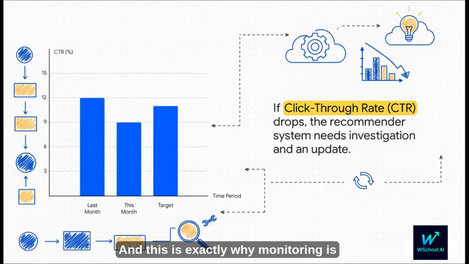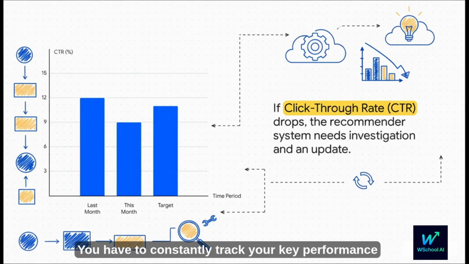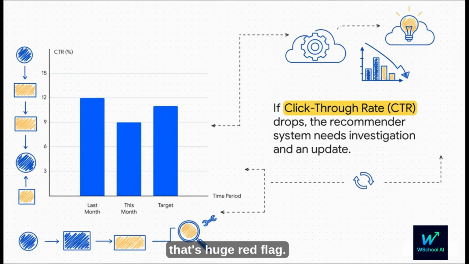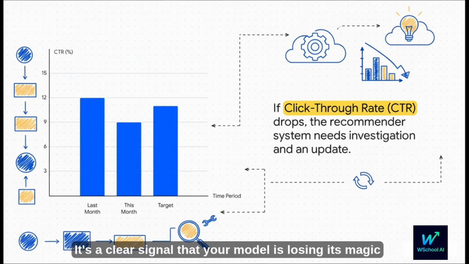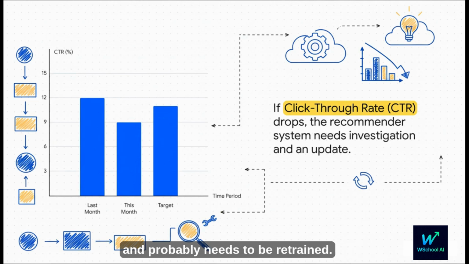And this is exactly why monitoring is an absolute must. You have to constantly track your key performance metrics. So for a recommender system, you'd be watching that click-through rate, the CTR. If you start to see that CTR dip below your target, like we see here, where it's dropped from 12% to 9%, that's a huge red flag. It's a clear signal that your model is losing its magic and probably needs to be retrained.